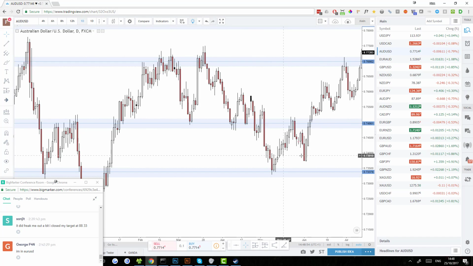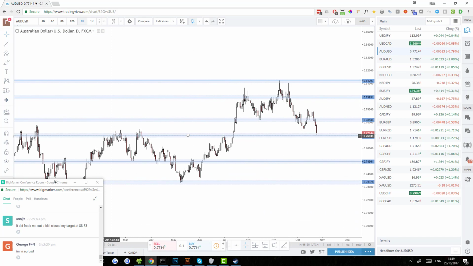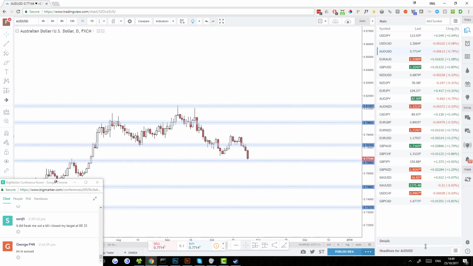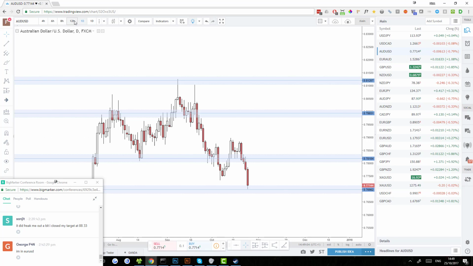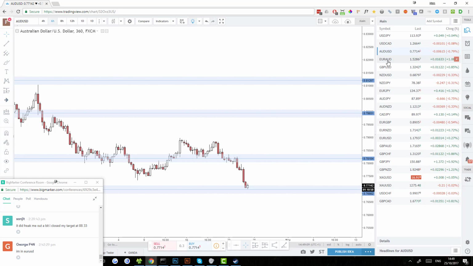AUDUSD, this one had one of the strong support areas. Yeah, see how it acted as resistance there. Now it seems to be already acting as support. So let's keep a close eye on AUDUSD. That might give us a really nice setup.